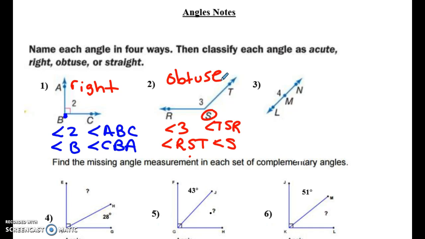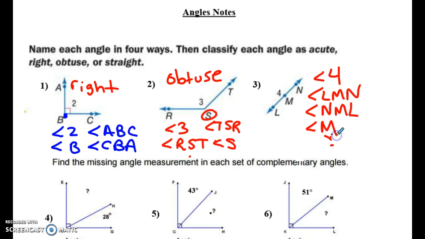Question number 3, again, pause the video, try it on your own, and then push play to check your work. So question 3, I can call this angle 4, angle LMN, angle NML, or just angle M. And typically, when you answer a question, you don't have to name it in all 4 ways. I just want you to know all the different representations. And I can easily see that this is a straight line, so that's how I would classify it. It's a straight angle.